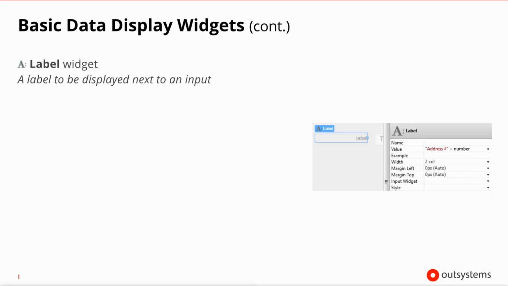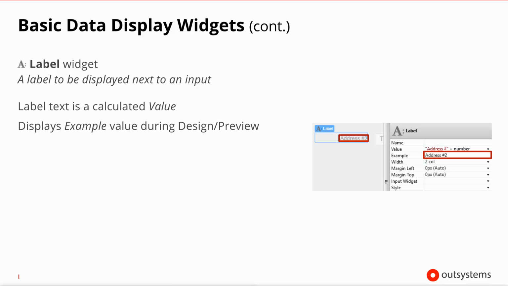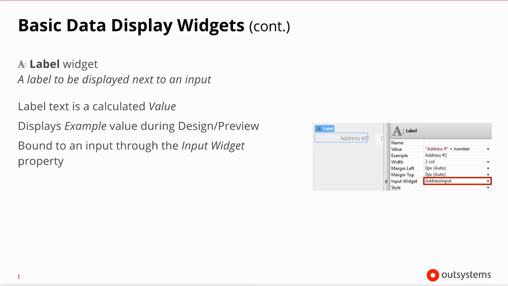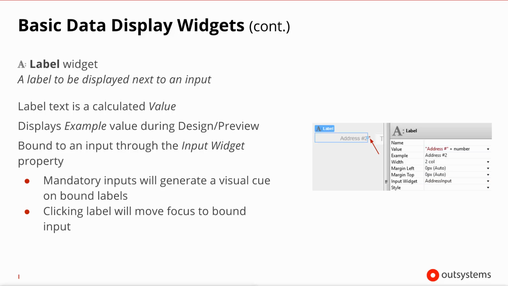Now that we've mentioned input widgets, we can go back and talk about the third basic display widget, which is the label. Much like in an expression, you can specify the value to be displayed and an example for preview purposes. Where it differs from the expression is that you can specify an input widget on the current screen that will be bound to this label. This means that if the input is mandatory, the label will have a visual cue indicating so.